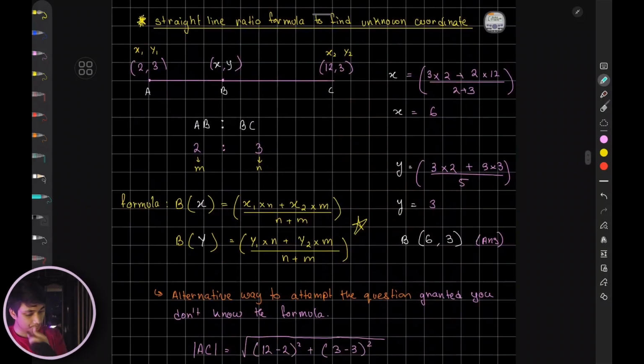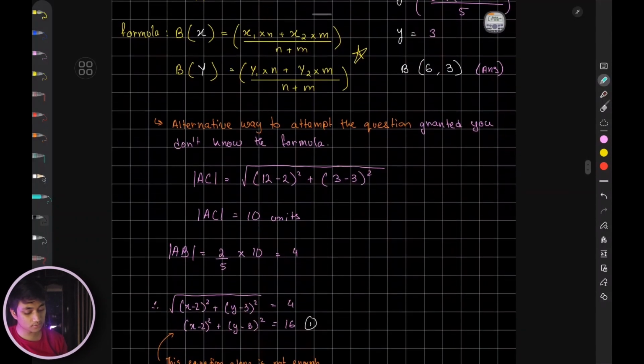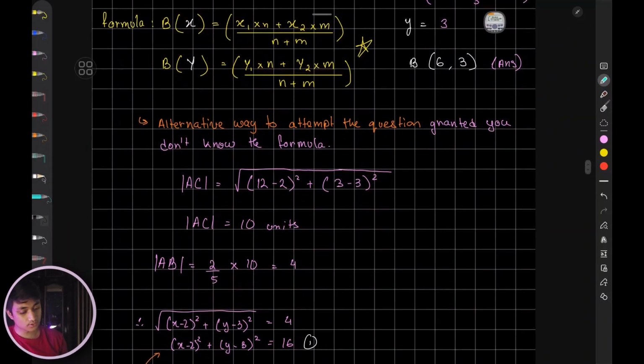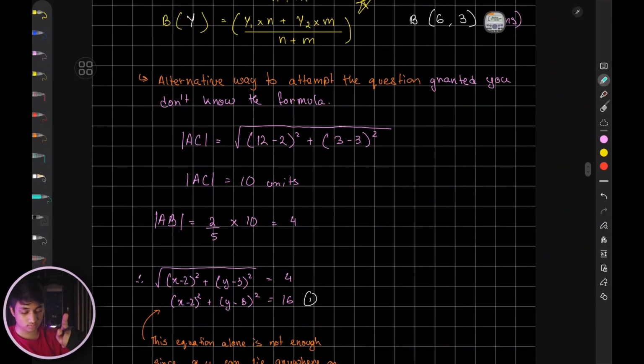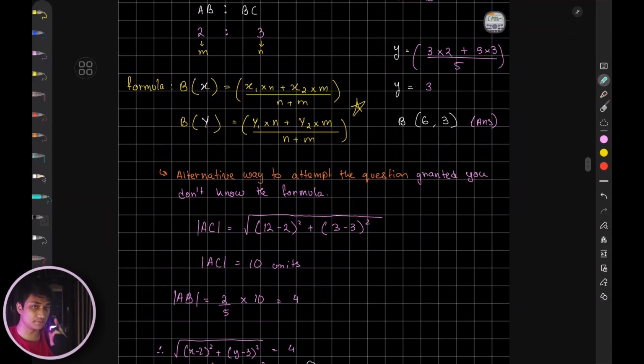Now, can you find the entire distance of AC? Yes, you can. You know the points of A, you know the points of C, you know the distance formula. So find out the distance AC. AC modulus means distance AC. So 12 minus 2, x1 minus x2 whole square, and then y1 minus y2 whole square. Great. So the distance turns out to be 10 units.